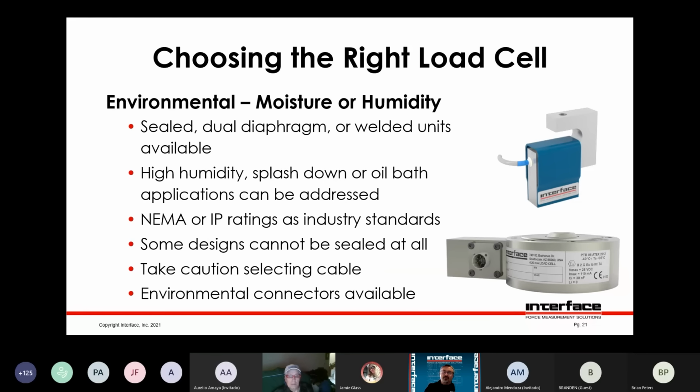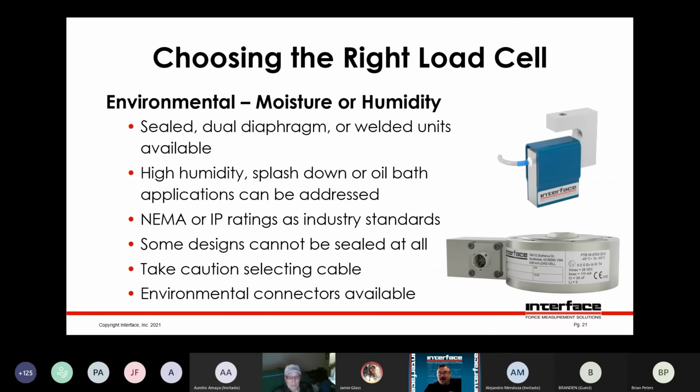Moisture and humidity. Some load cells are unsealed and they're not particularly appropriate for, say, outdoor use or somewhere where they might get splashed. Other load cells are fully hermetically sealed, welded, stainless. And those ones, in some cases, could be submerged for extended periods in corrosive liquids.